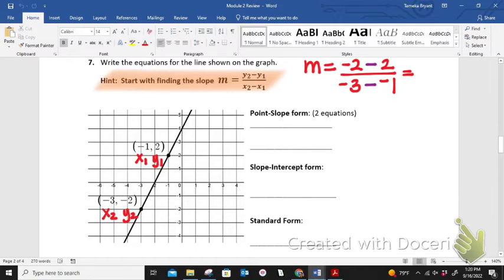So when you do that, you get negative 2 minus 2, which is negative 4. When you subtract the negative, though, it changes to addition. So what's negative 3 plus 1? Because if you have negative 3 minus negative 1, that's the same as negative 3 plus 1.